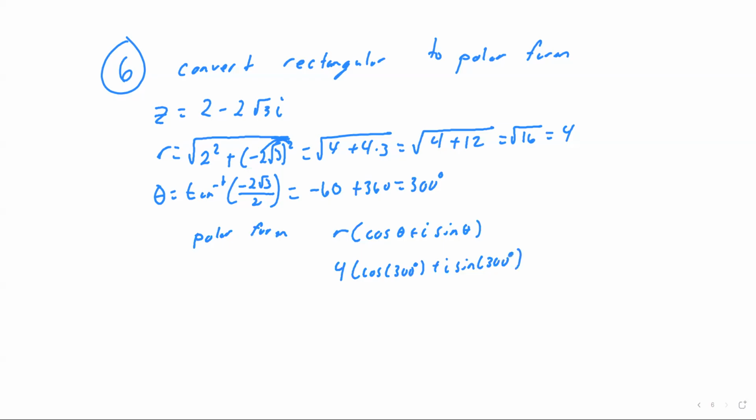Once again, if the answer is asking for radian form, instead of 300 degrees, what would my radian be? 5 pi over 3, all right? Both of those are the same answer. Be able to go back and forth with it. Any questions on the 6th topic?